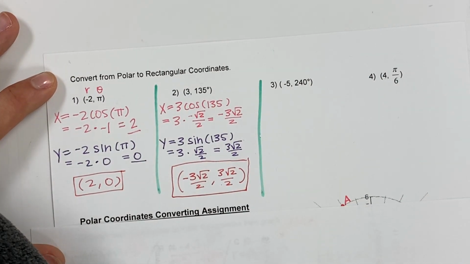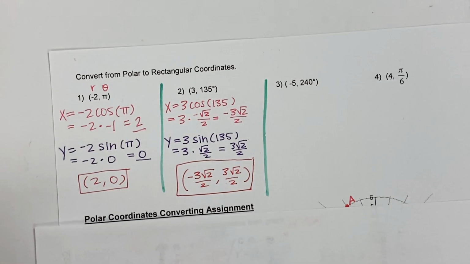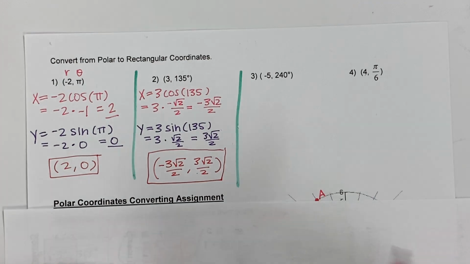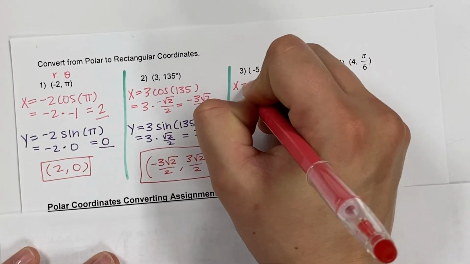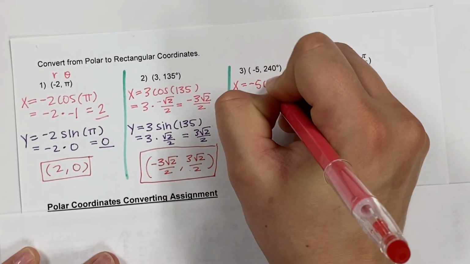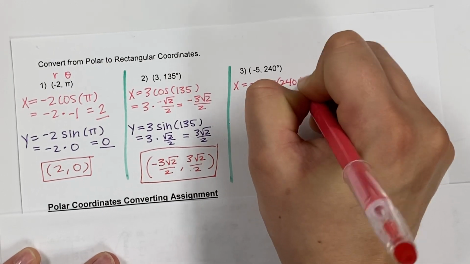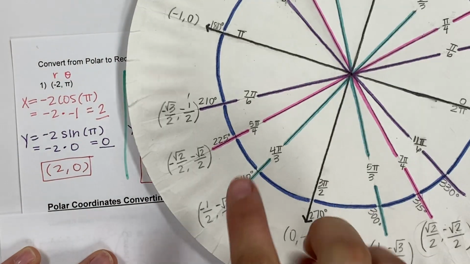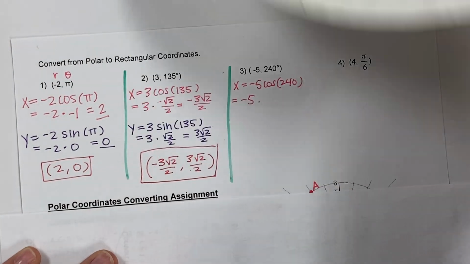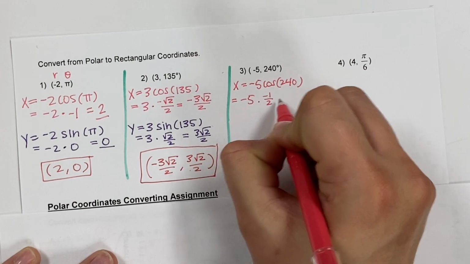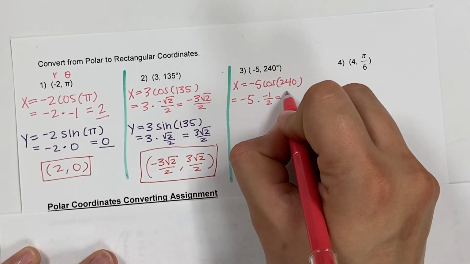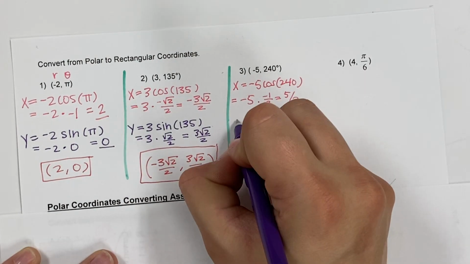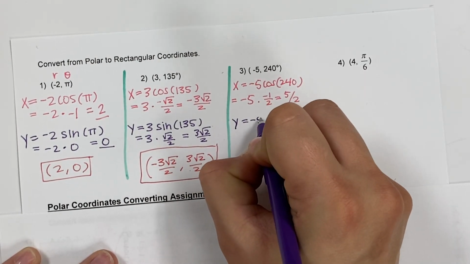Let's do one more together and then you can practice number 4. Okay, x value, r cosine theta. So -5 cosine 240. -5 times, I'm gonna go to 240. The cosine is -1/2. So negative times negative is positive. 5/2 doesn't simplify.